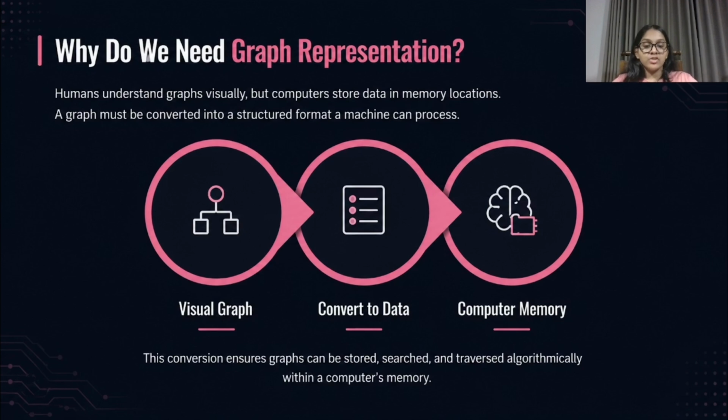Think of it this way. Imagine showing a road map to a computer. The computer does not see the roads and cities the way we do. It only sees the data stored in memory. Therefore, we need to convert visual graphs into a format that computers can store, search, and process efficiently. This conversion allows algorithms to perform operations such as finding paths, searching for connections, calculating shortest routes, detecting networks, and much more. Graph representations act as a bridge between the visual graphs and the computer's memory. Without graph representations, graph algorithms would not be possible.